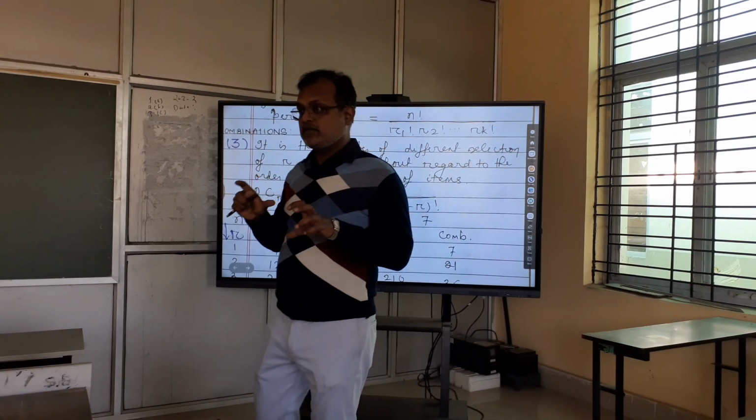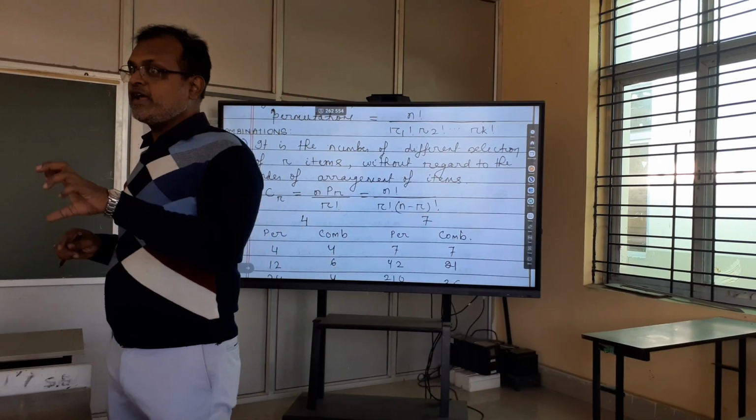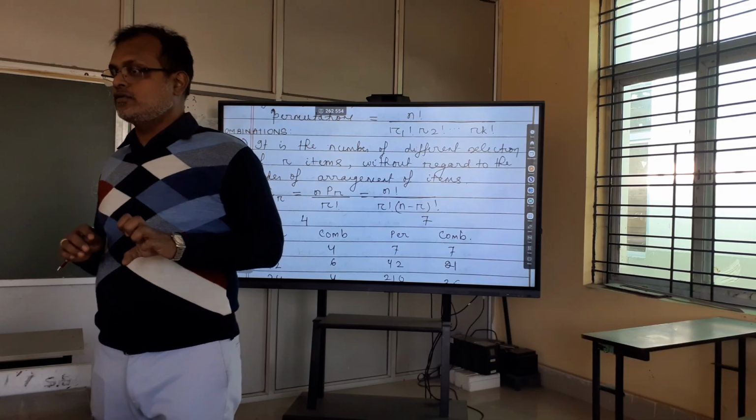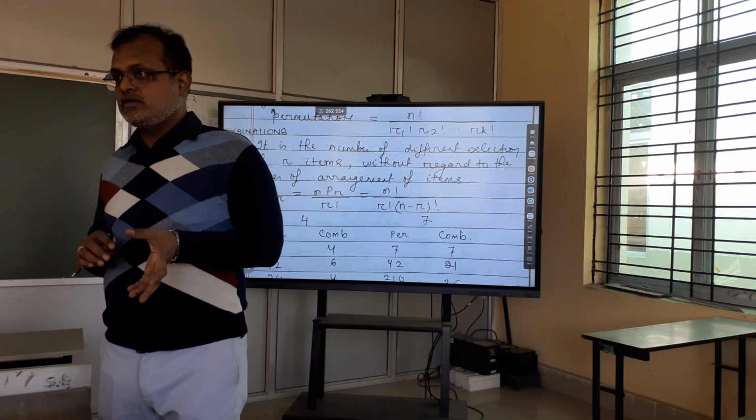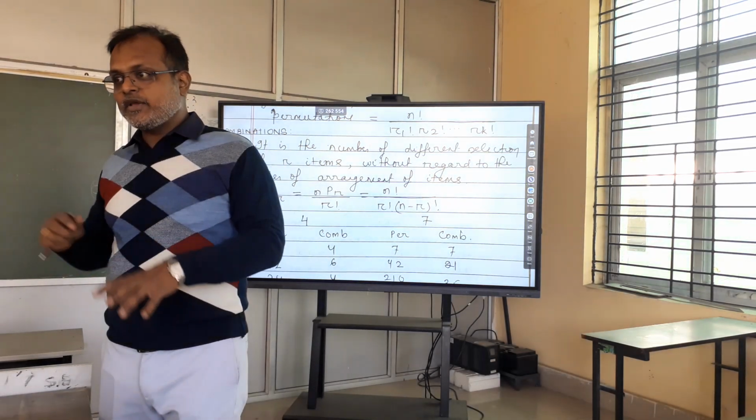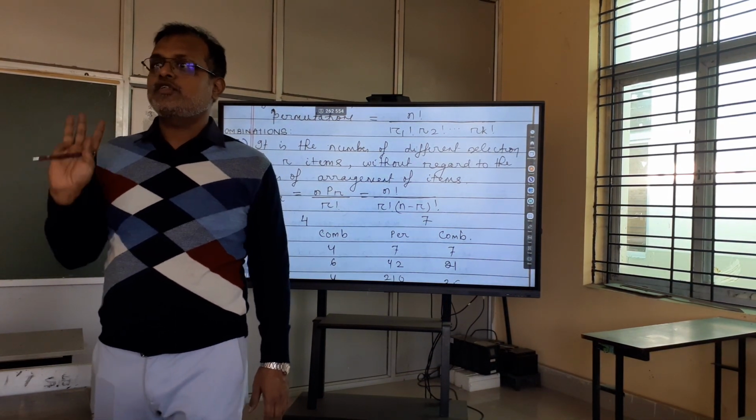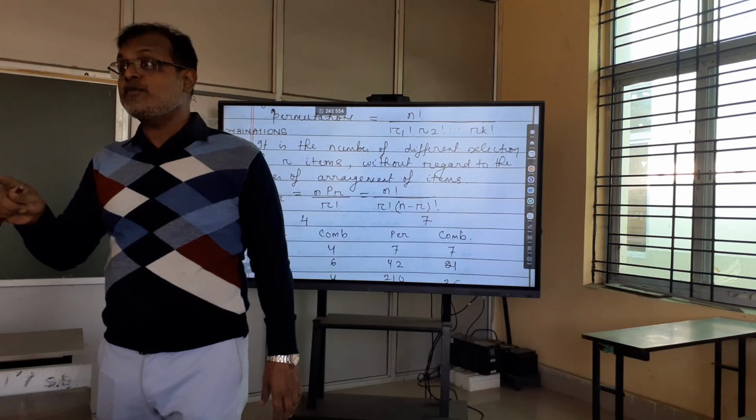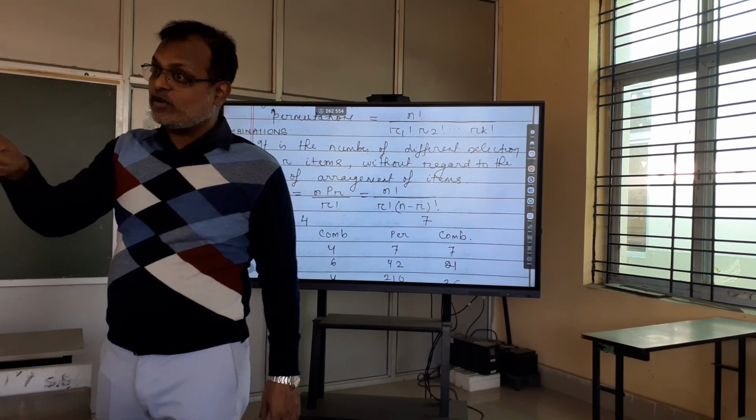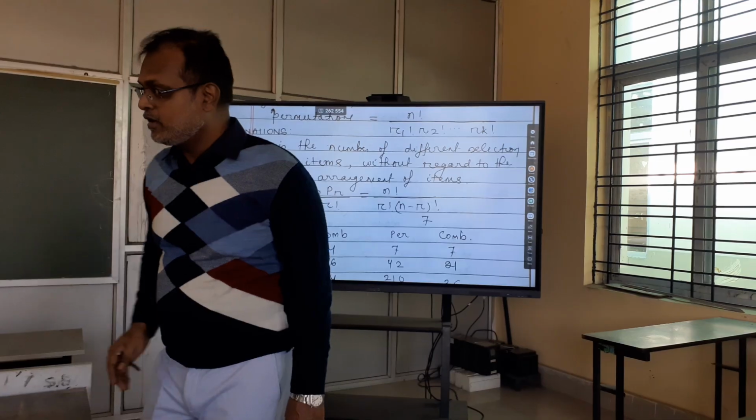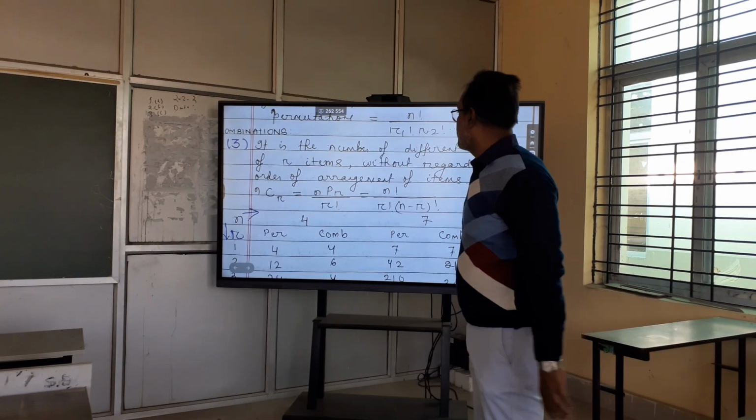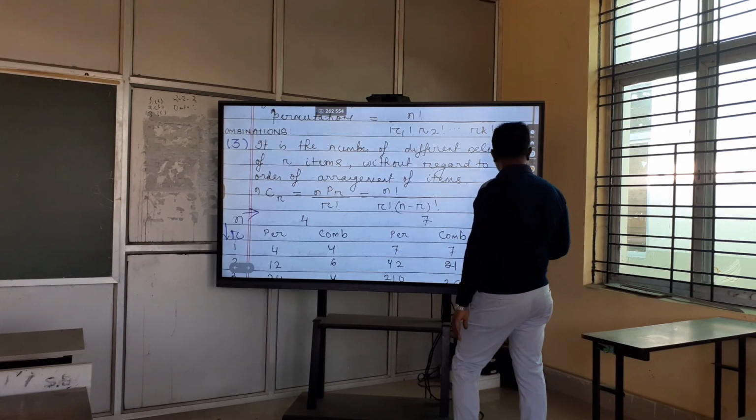Suppose I select 3 of you out of 13. Those 3 can be arranged differently, but in combination I don't care about that. This is a group, a group of three students. But in permutation, these 3 can be arranged again in 3 different ways, in different order. So combination means only the grouping. So what is the formula for combination?